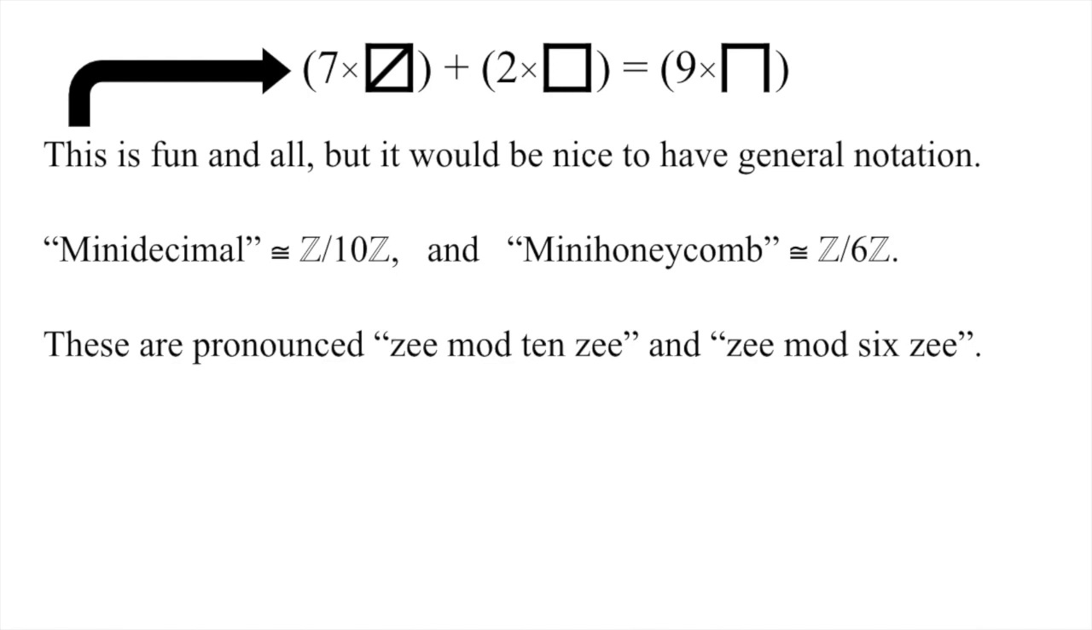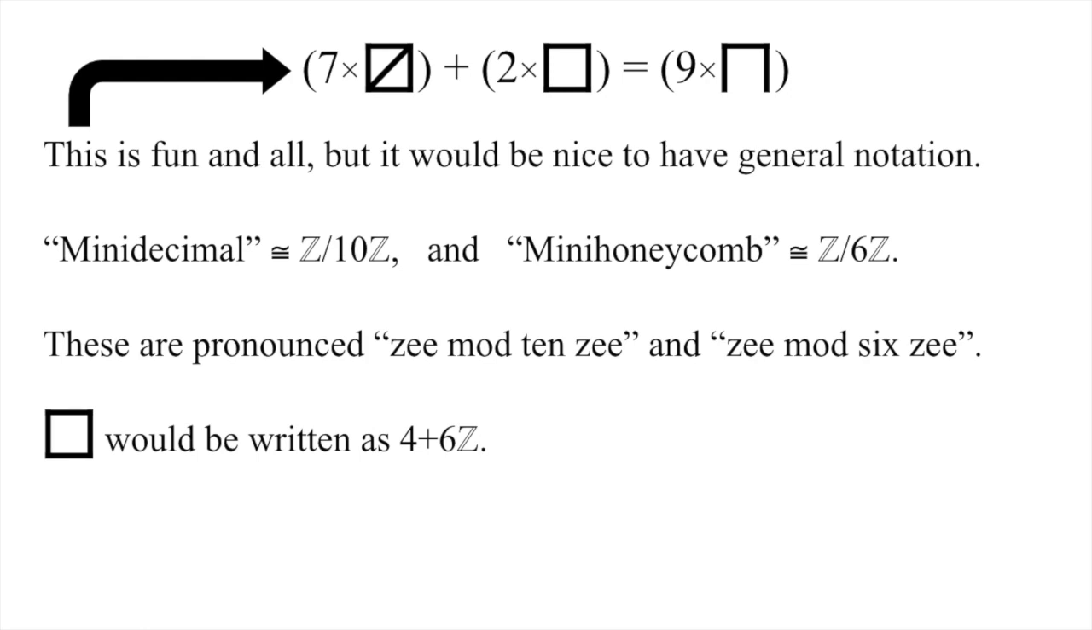There's also a general notation for the elements of these rings. So, for example, what we've been writing as a box, that is 4 from Minihoneycomb, would be written as 4 plus 6Z. I'm not going to explain why this notation is the way it is, but I can assure you that there are deep reasons and it does make sense once you understand it. For now, though, we're just going to have to take this at face value. Of course, there's nothing special about the numbers 10 and 6.